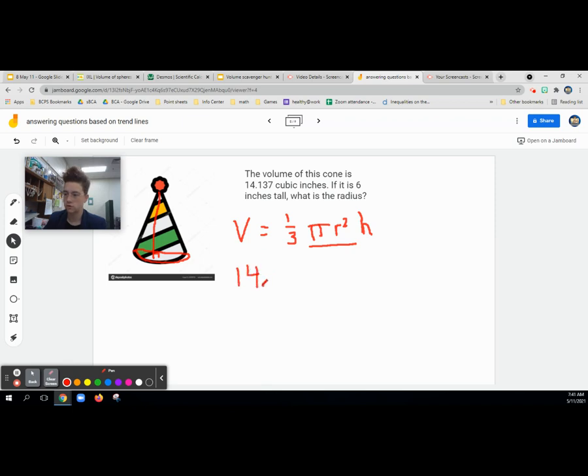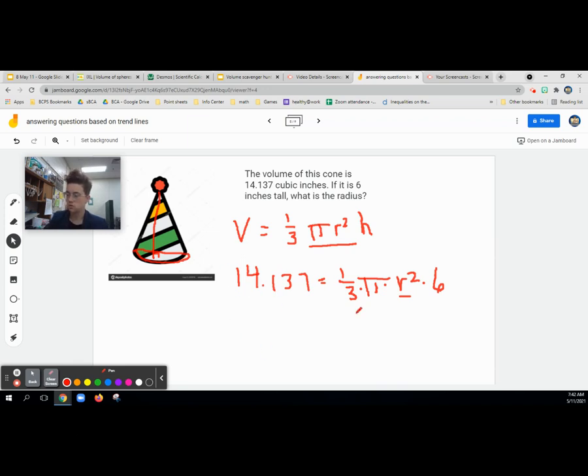We know the volume is 14.137. 1/3 stays the same, pi stays the same. We don't know the radius, so we'll leave that there. And then we know it is 6 inches tall. So now we just start solving for r. Lucky us, these are all being multiplied, so we can just take our time, divide them all out.